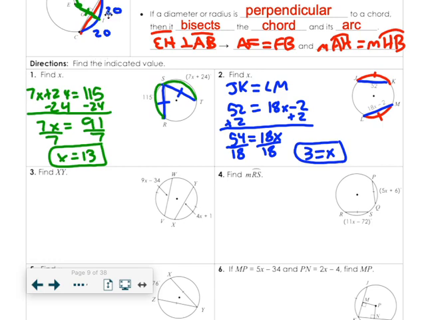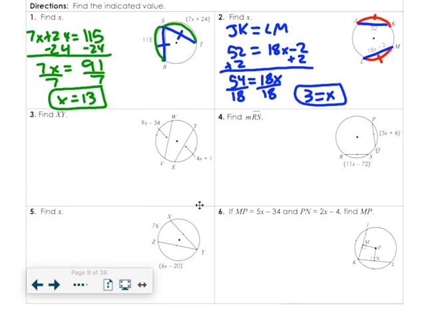Okay, numbers 3 and 4. This one is going to be similar again, just like the second one, where we have the arcs marked as congruent. So that arc has to be congruent to this arc. They gave us that. That means that these chords have to be congruent.